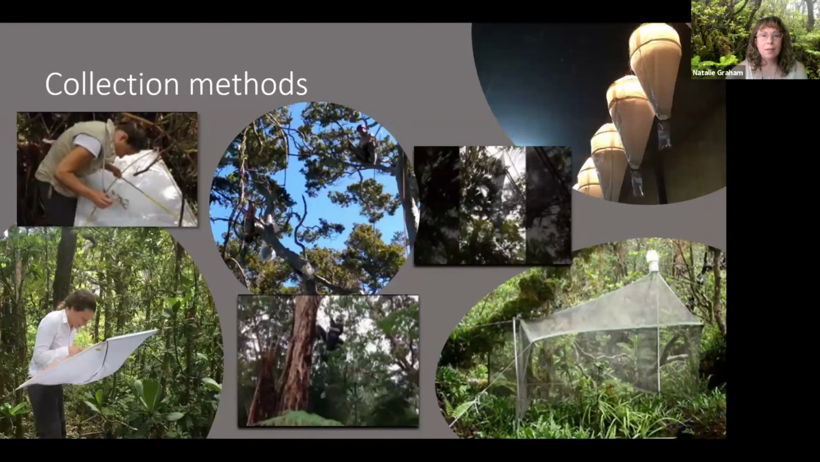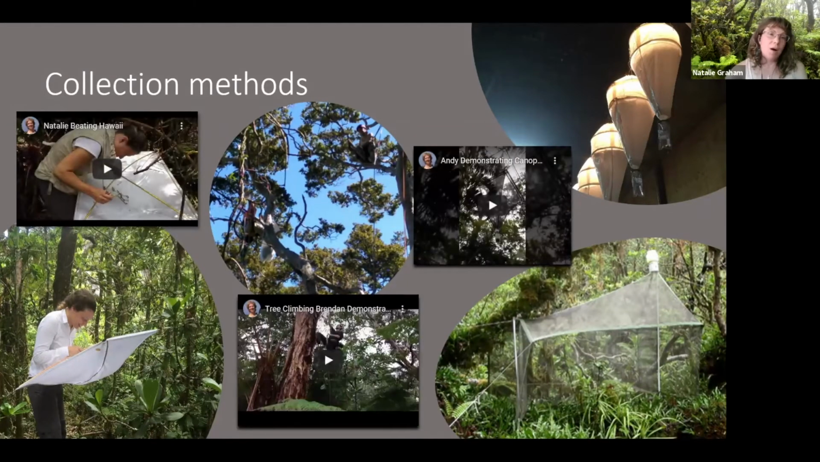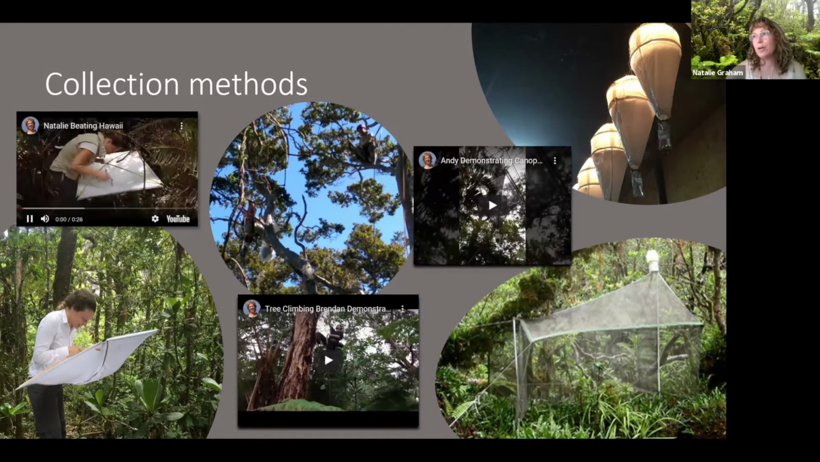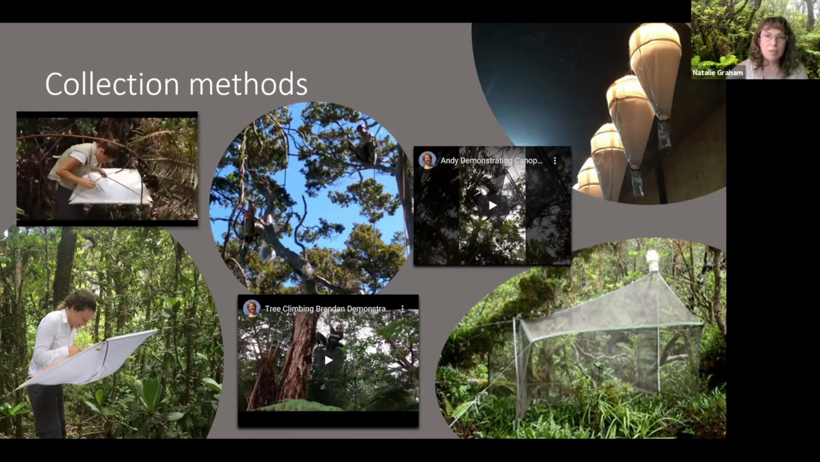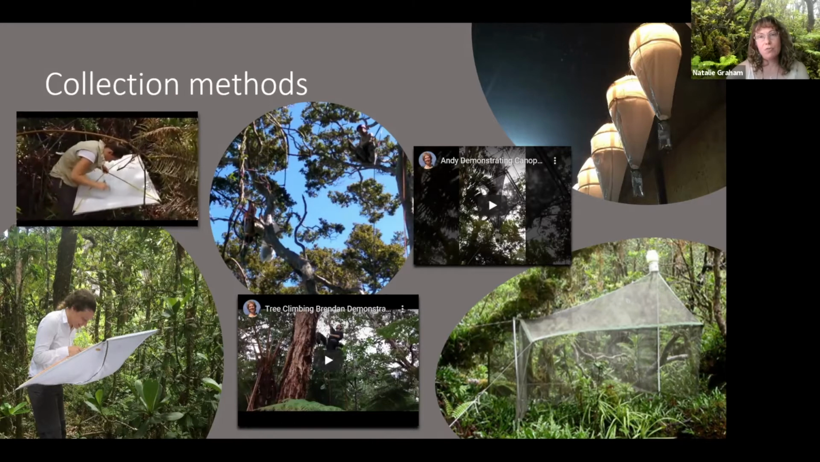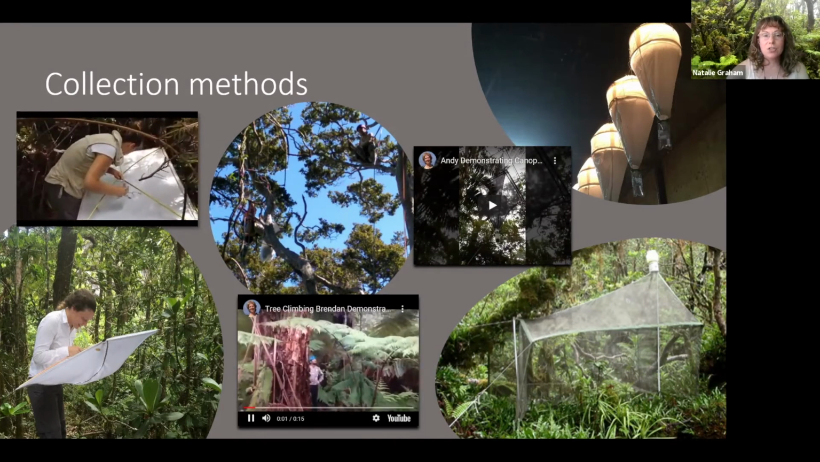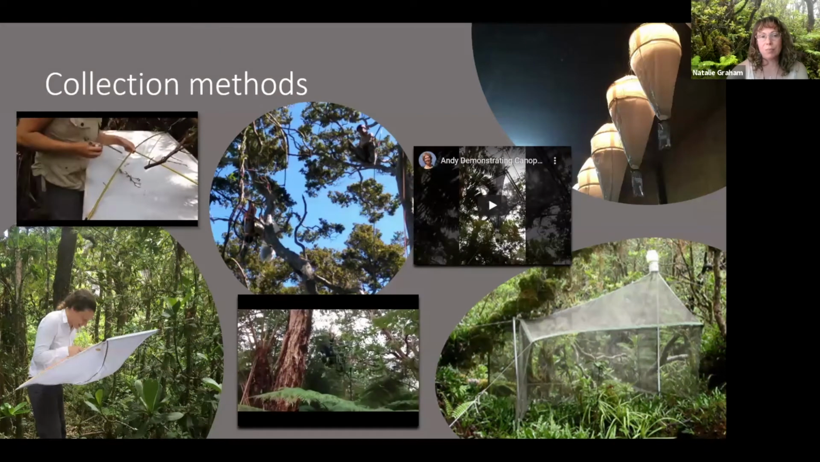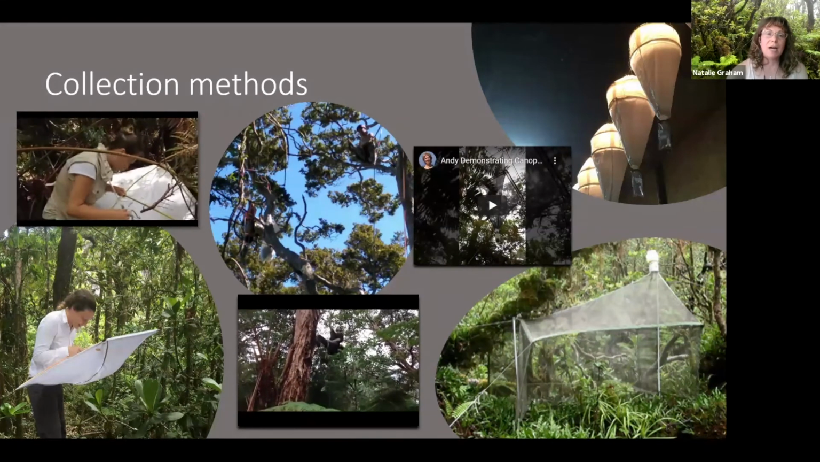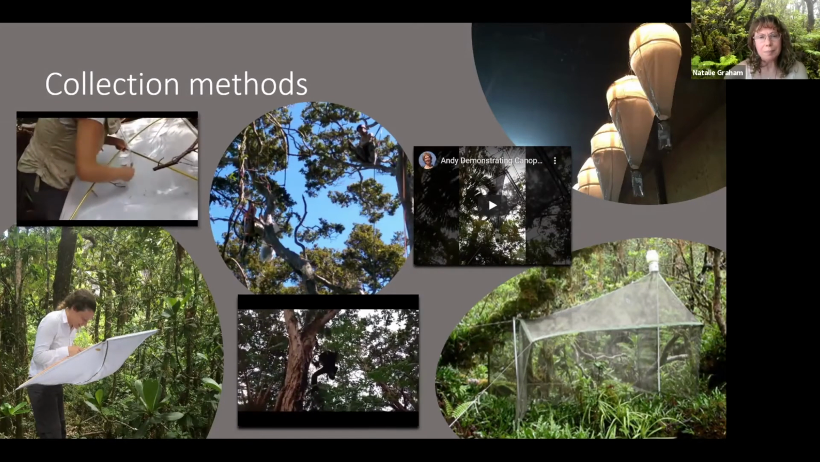So we used a variety of different collection methods. In the bottom left picture and in the first video is a beat sampling method. This is where arthropods are aspirated off of a beating sheet after they've been shaken from a particular plant species. We also used a tree climbing method where we climbed the tree and then we cut particular branches off, and we took that branch back to the lab, and we were able to remove the arthropods from there.